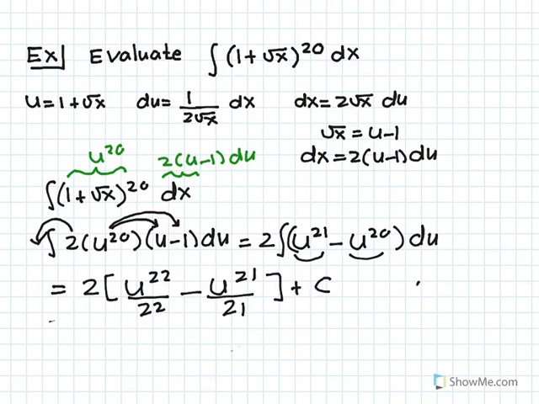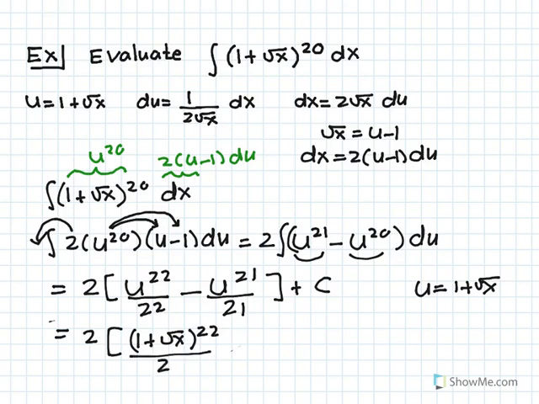Now let's substitute u back in. U is equal to 1 plus root x. So the result is 2 times 1 plus root x to the power of 22, divide by 22, minus 1 plus root x to the power of 21, divide by 21, close the bracket, plus c.